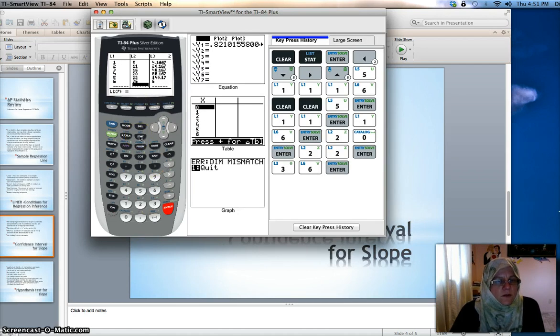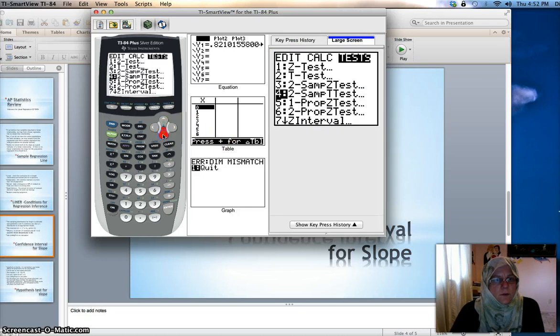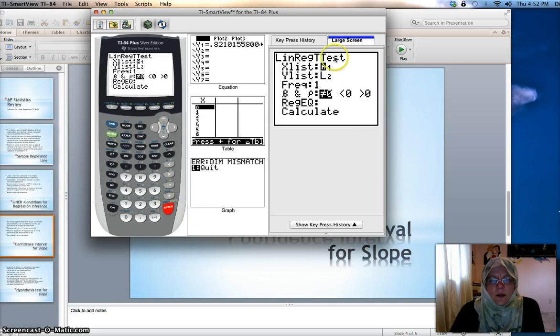Now, when you're doing the stat test, it will do the linear regression for you at the same time, so you can avoid having to do it over and over and over again. Okay, so I'm going to go down and look for the lin-reg t-test. I'm going to go ahead and do the hypothesis test first. So keep scrolling down until you find it. It's pretty far down. There's a lin-reg t-test and the lin-reg t-interval. So for lin-reg t-test, make sure you identify the lists where the data is.